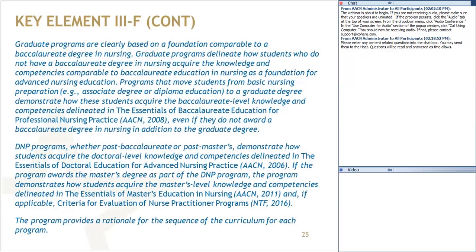This is, again, the first part of that is really not new, that graduate programs provide evidence that they are based on a foundation comparable to a BSN degree. And if a program is offering an RN to MSN, that is, they're moving associate degree or diploma nurses to the master's level, or if a program admits undergraduate students to these programs that don't have a nursing degree, then the programs need to show how students acquire the knowledge and competencies comparable to the BSN.